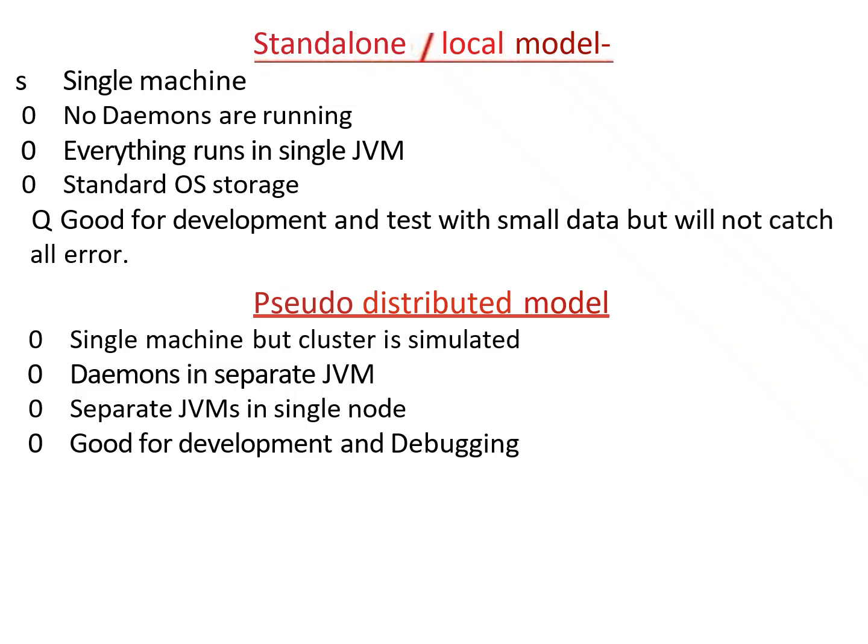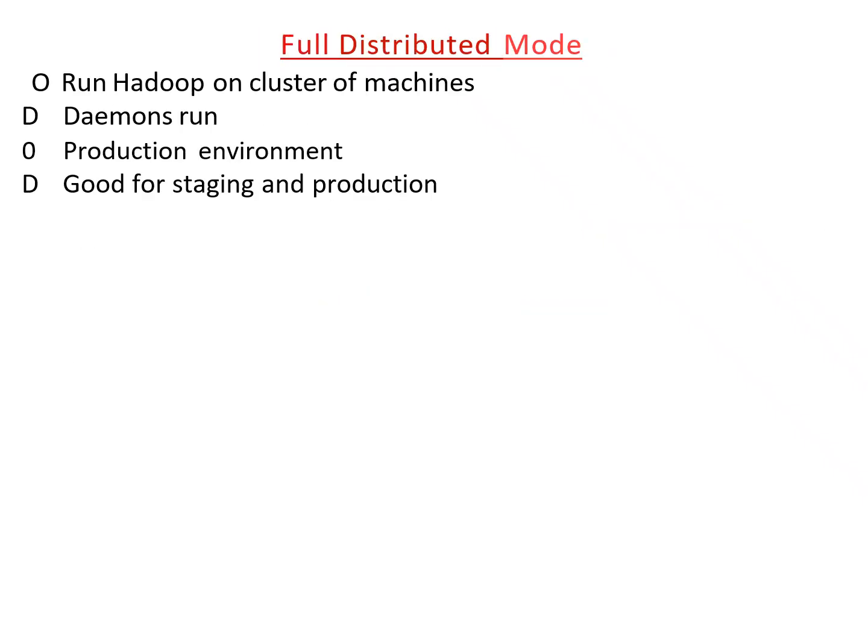So key points in the standalone model: one single machine, no daemons running. Everything runs in a single Java virtual machine with standard OS storage, good for development and just with small data only. Pseudo distributed: single machine, but the cluster is simulated. Daemons run in separate JVMs in a single node, good for development and debugging. Fully distributed model runs Hadoop on a cluster of machines, good for staging and production environments.